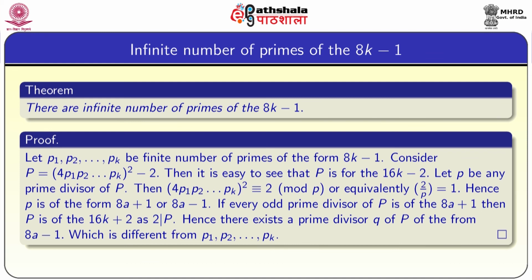If every odd divisor of P is of the form 8a plus 1, then P is of the form 16k plus 2, as 2 divides P. Hence, there exists a prime divisor q of P of the form 8a minus 1, which is different from p1, p2 and so on pk. That means we are able to produce a new prime which is different from p1, p2 to pk, and which is of the form 8k minus 1. So, hence we got the required proof.